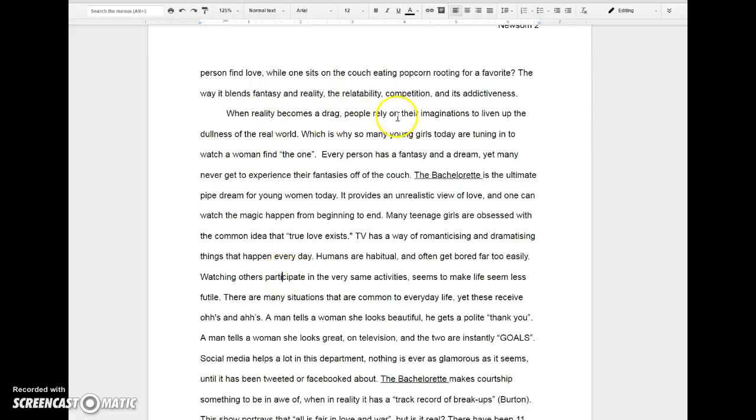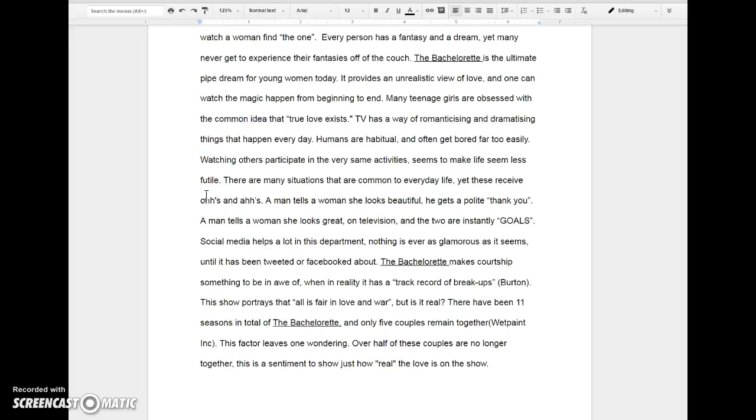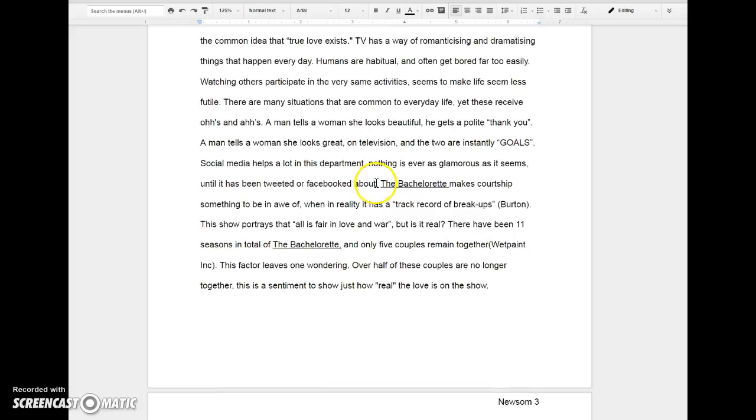When reality becomes a drag, people rely on their imaginations, which is why I'm looking for pipe dream. Okay, so you see the word fantasy here, so you know that this next paragraph is going to be about fantasy, and some nice. Humans are habitual and often get bored far too easily. So reviving the fairy tale is kind of the point that she's making here.